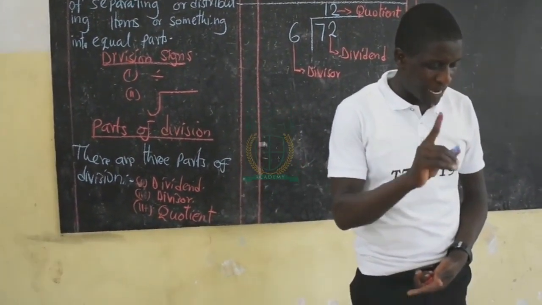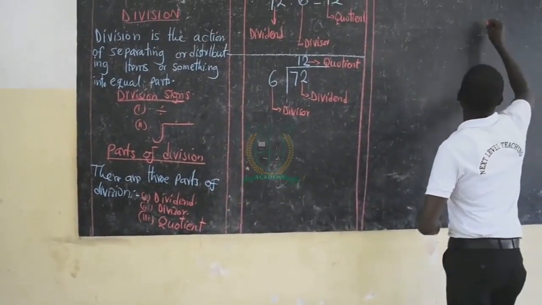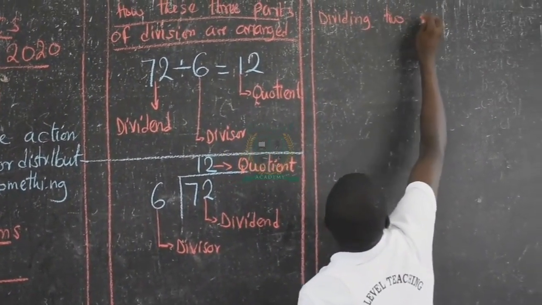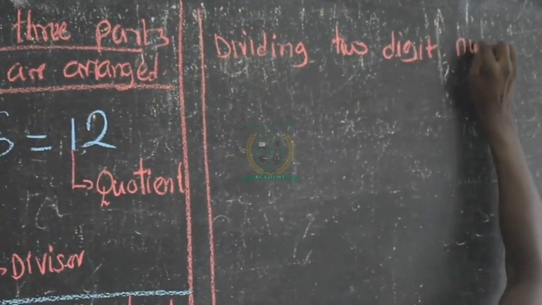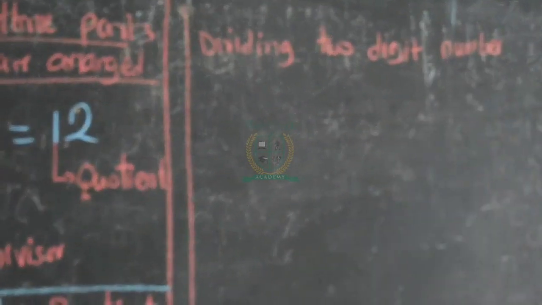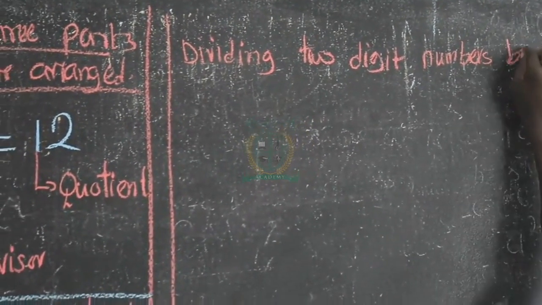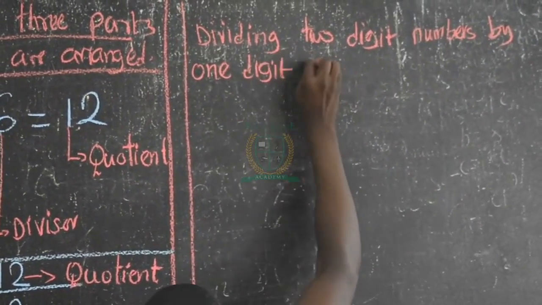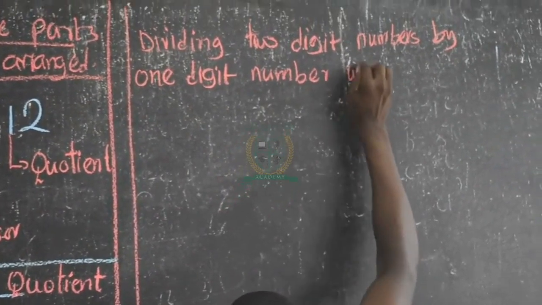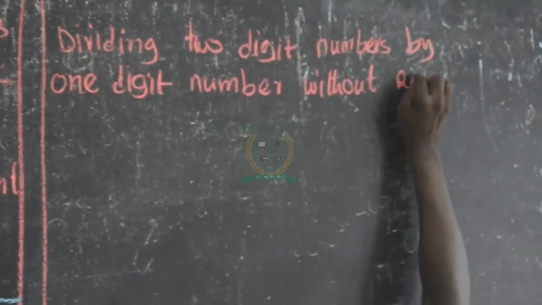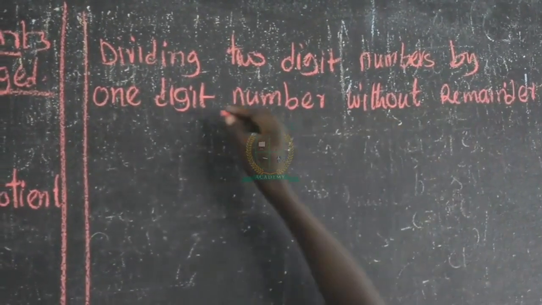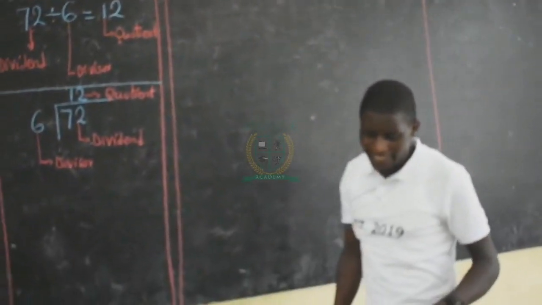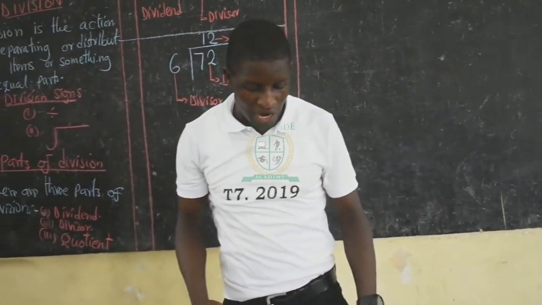Dividing 2 digit numbers by 1 digit number without remainder.